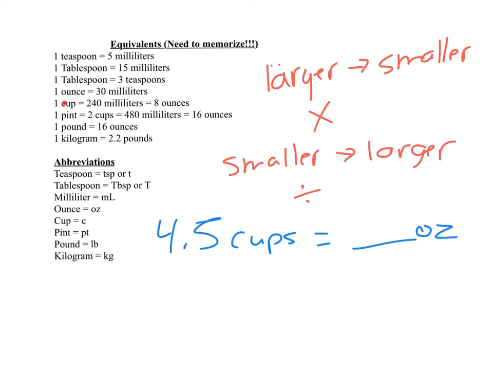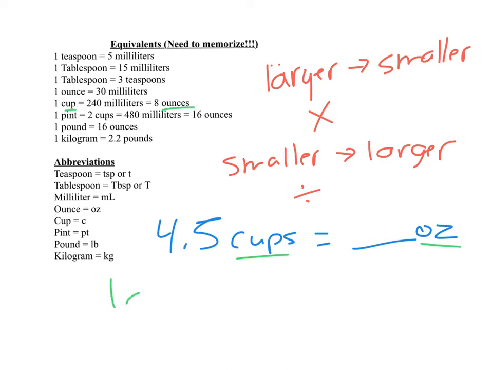It tells me that 1 cup is equal to 240 milliliters, which is what I would use if I'm converting cups and milliliters. But since I'm converting cups and ounces, I'm going to go over a little bit further, and it says that 1 cup is equal to 8 ounces. So there's my known that I'm going to use in this question, because it uses the same 2 units, cups and ounces.